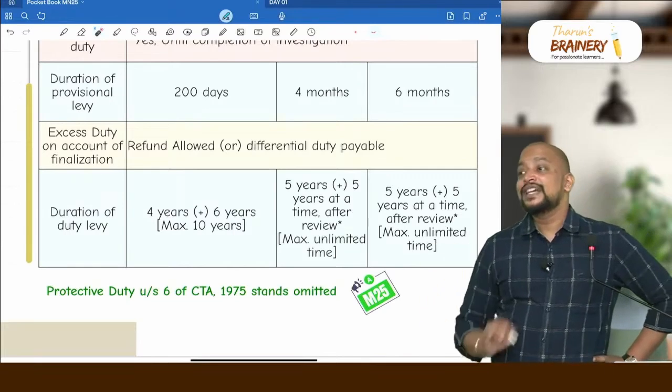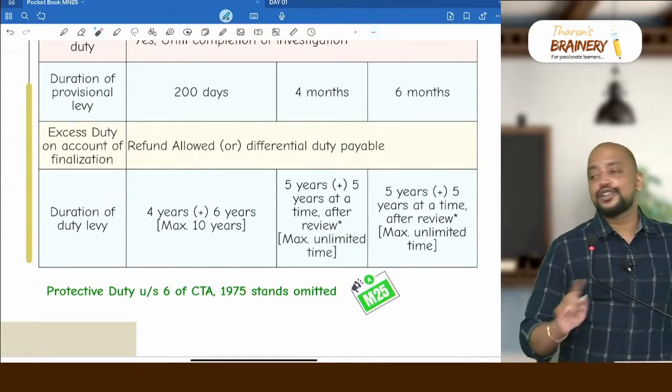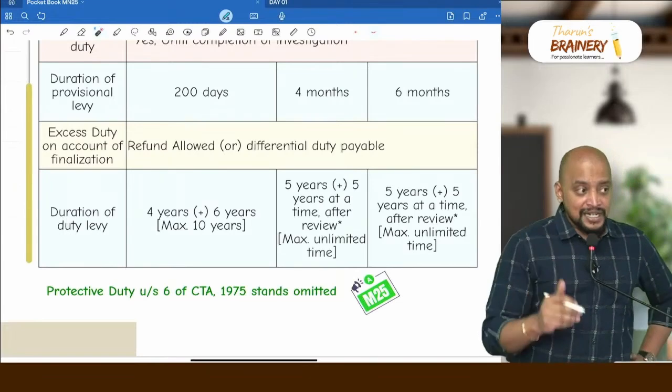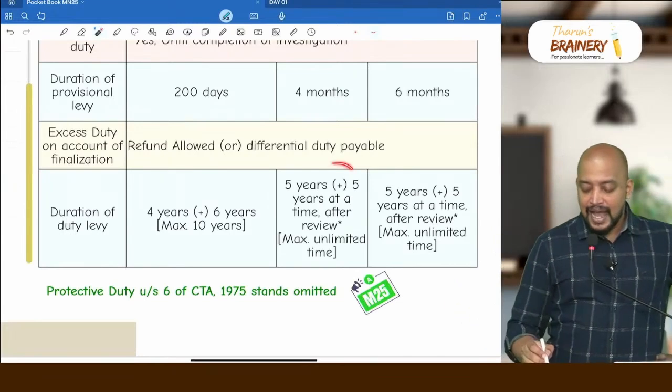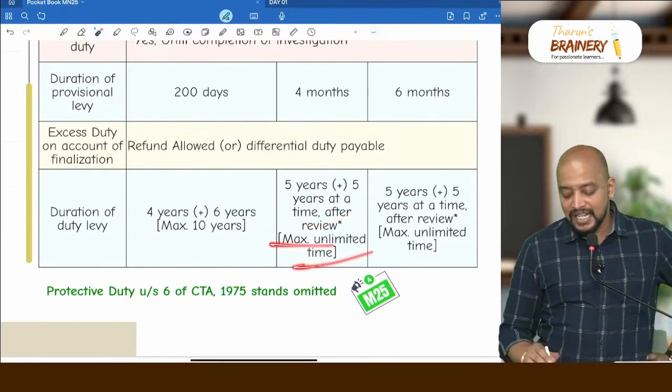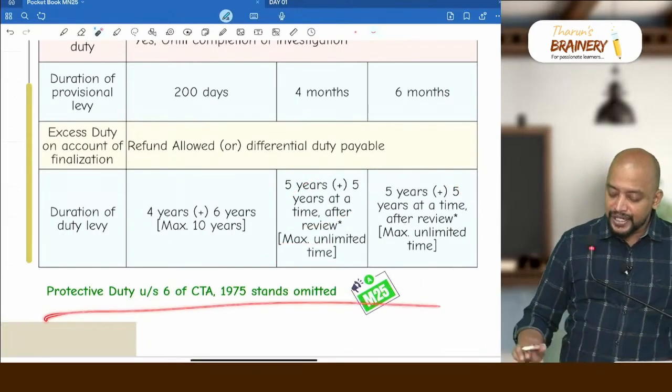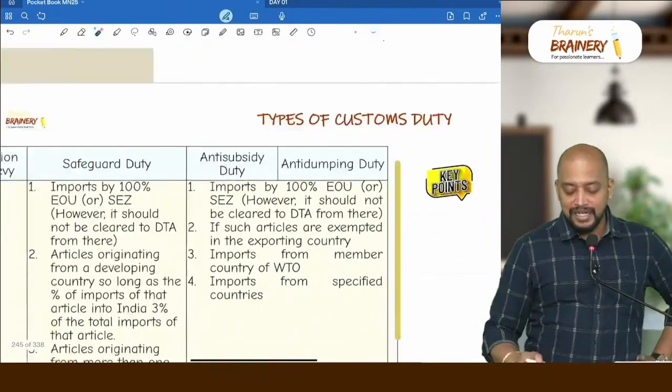But the next two are unfair exports. Due to that reason there is no time limit. It can be extended for any unlimited time, 5 years plus 5 years at a time after review. So the maximum is unlimited time. Both points are the same. And protective duty stands omitted, that is the only amendment in customs.